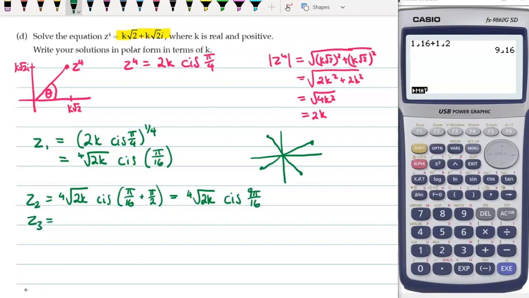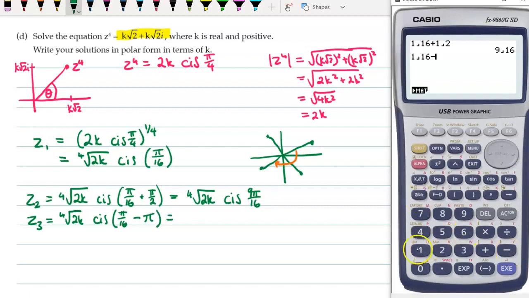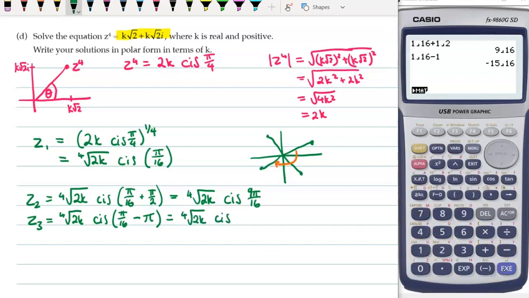Now the third root, I'm just going to go over and look at the diagram because that's going to end up being over the pi line, which means we actually want to take it under and make it negative instead. So we'll go from this one through there. So this will be fourth root of 2k, cis of pi by 16, take off 180, which is pi. So 1/16 take away 1. This will be fourth root of 2k cis of minus 15 pi by 16.